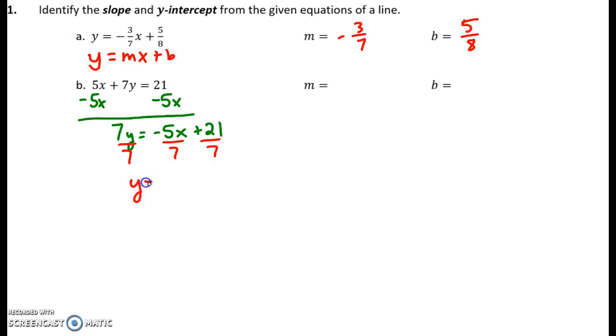So I have y equals negative 5 over 7 does not reduce, so that's negative 5/7 x. 21 over 7 reduces to 3. So if we are in the form of y equals mx plus b, your m is negative 5/7. Your b value is 3.